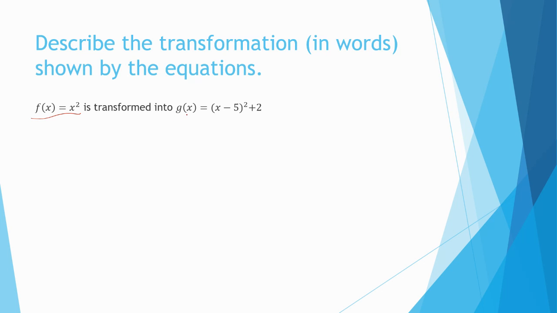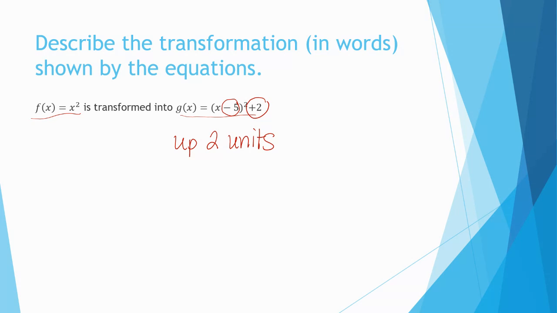I have my first equation, which is f of x equals x squared. It has been transformed into g of x equals (x minus 5) squared plus 2. Now I can see that I have two things happening here. I have a plus 2 outside the parentheses, and I have a minus 5 inside. So I'm going to use my words to describe that. Now the plus 2, I know when I'm adding outside, means that I have moved this graph up 2 units.